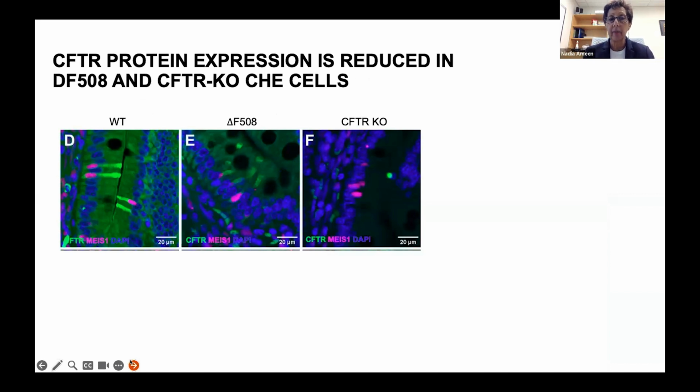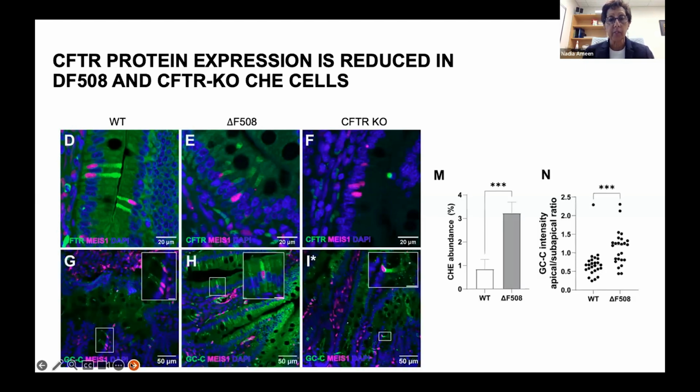Here we have images in the wild type, the delta F508, and the CF knockout rat. In the wild type, you can see the beautiful Chi cells with a lot of CFTR in the apical domain and the brush border. But in the delta F508, you see much, much reduced CFTR and no CFTR in the knockout, but BEST4 is preserved in the knockout, right? So this is sort of interesting.